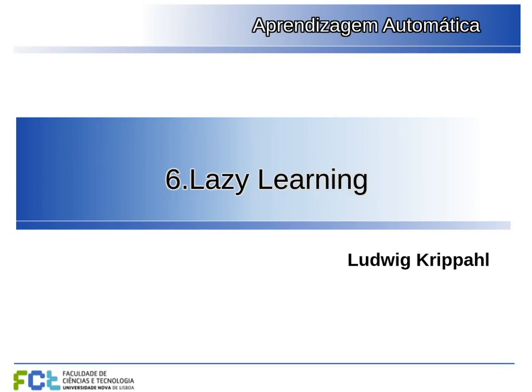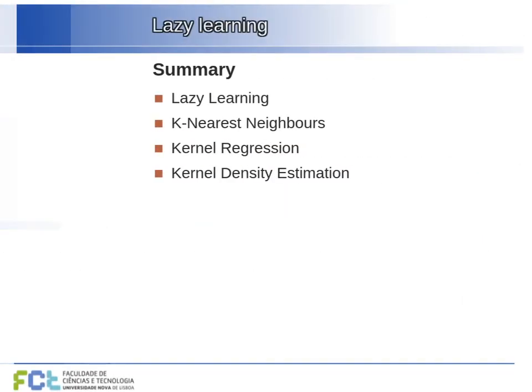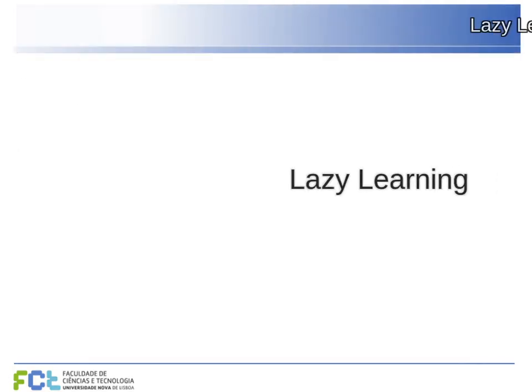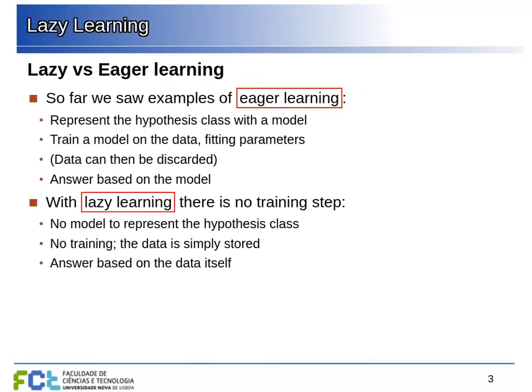In this lecture, we're going to look at a different approach to machine learning called lazy learning. So I'm going to talk a bit about what lazy learning is and then give you three examples: a classifier, the k-nearest neighbors classifier; a regression method, kernel regression; and then something that is unsupervised learning, but I'm going to include here because it's another example of lazy learning, which is kernel density estimation. So let's start with this idea.